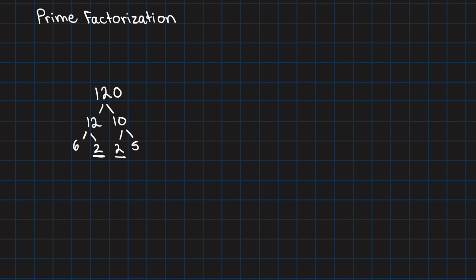For both of these subtrees I've reached 2, which can't be broken down any further. Same with 5. But I can break 6 down further with 2 and 3. And just like that, I've reached all my prime numbers. So at the end we have three 2's, so 2 cubed times 3 times 5. And this will ultimately give me 120. It may seem a little bit complicated right now, but it's really simple when you practice it more.